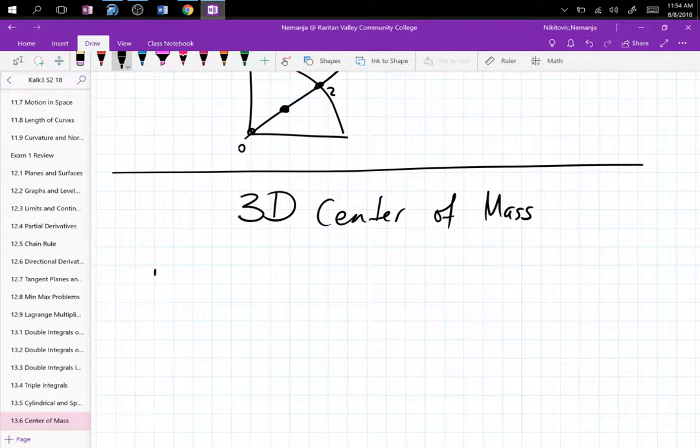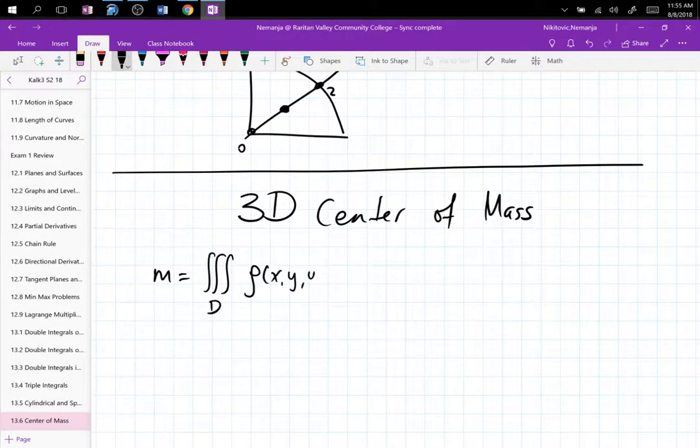Well, we have our M to be the triple integral over region D of some rho density, which could be uniform, but could be a function of three variables, dV. dV has six dx, dy, dz forms, plus another cylindrical, right? So there are eight different things that you can use, which would depend on the shape of the object that you are considering for center of mass. So, good luck.